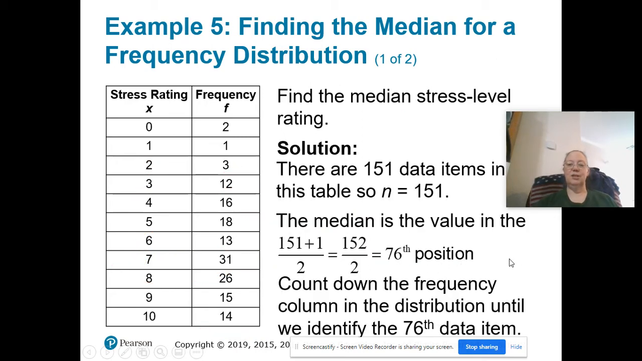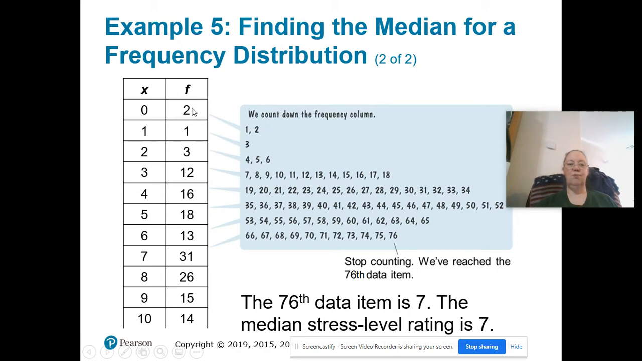So 76th position, we count. My first two numbers are 0s. My third number is a 1. My 4th, 5th, and 6th numbers are 2s. 7th, 8th, 9th, all the way up through the 18th number is a 3. All the way up to the 34th number is a 4. And here we go. When we hit our 7s, we've got our 66, 67, 68, 69, 70, 71, 72, 73, up to 76. That's the number we're looking for. So my 76th number was a 7.